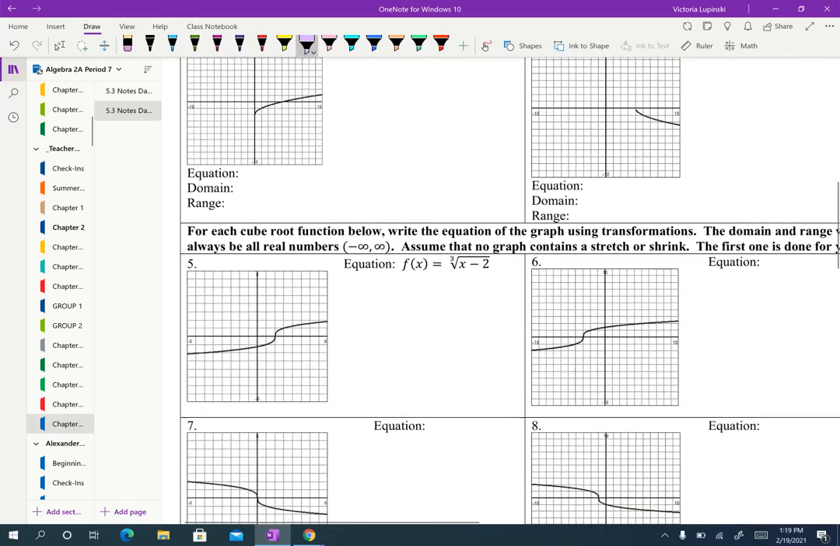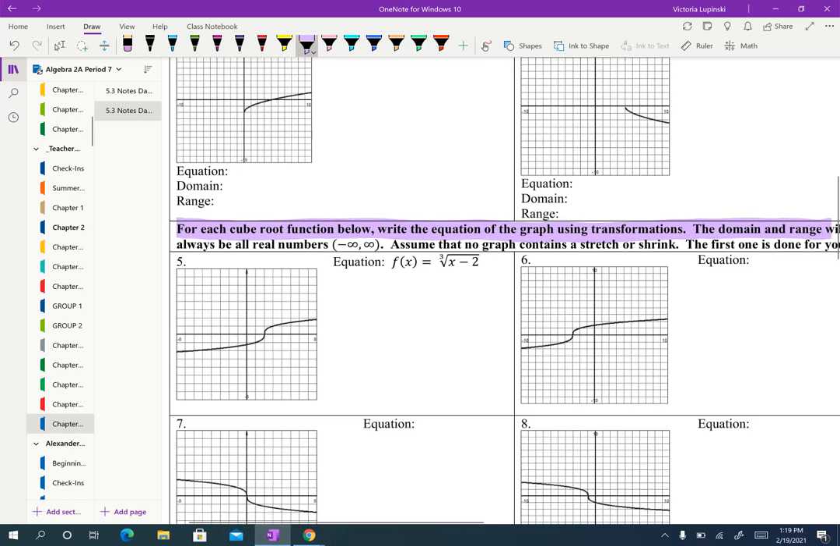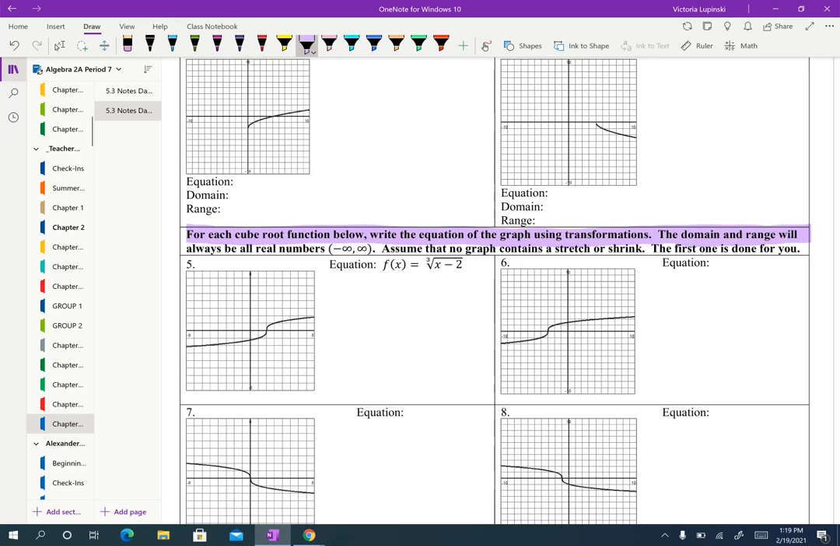So for the next set here, you have 4 examples of the cube root function. Again, you're going to write an equation using transformations. The domain and range is always going to be all real numbers, so I'm not making you write it every single time, although you certainly could if you want to. Again, assume that there is no stretch or shrink, and again, the first one is done for you.